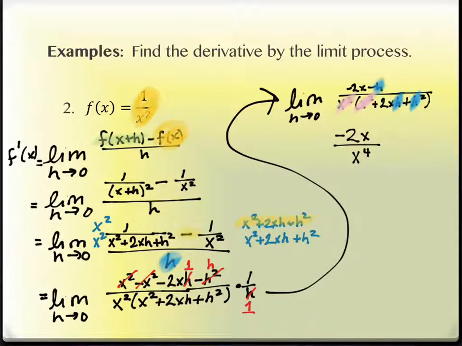But take a look at then what I have. I have negative 2x on top, and x to the fourth on bottom. So what else can I do then? I can take out an x, right? I can simplify that down. So this x divided by x would be 1. This x to the fourth divided by x would be x cubed. So what I end up with at the end, my f prime, my derivative notation, is negative 2 over x cubed.